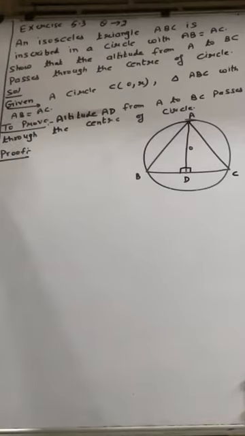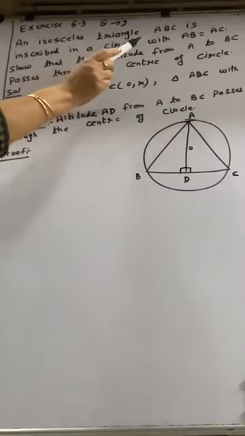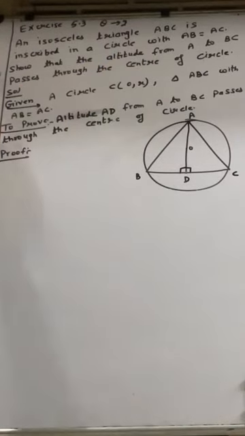So this is question number 2 of exercise 5.3. What is the question? An isosceles triangle ABC is inscribed in a circle with AB equal to AC. Show that the altitude from A to BC passes through the center of the circle. Okay. What is the meaning of this? What is given in the question?